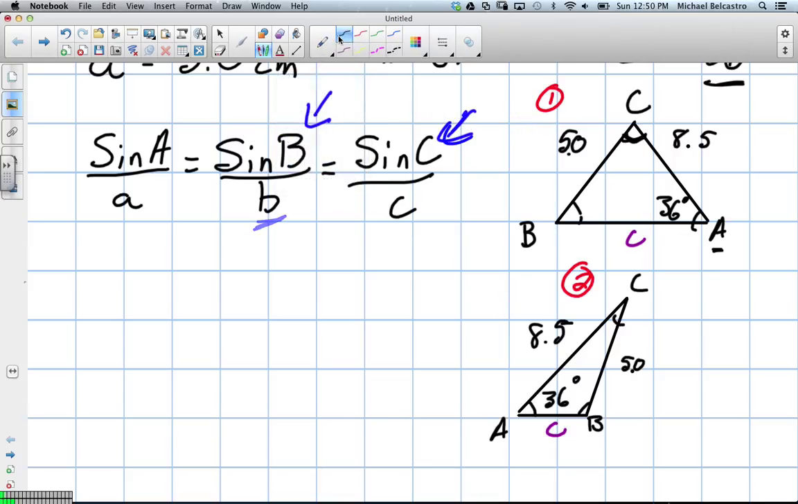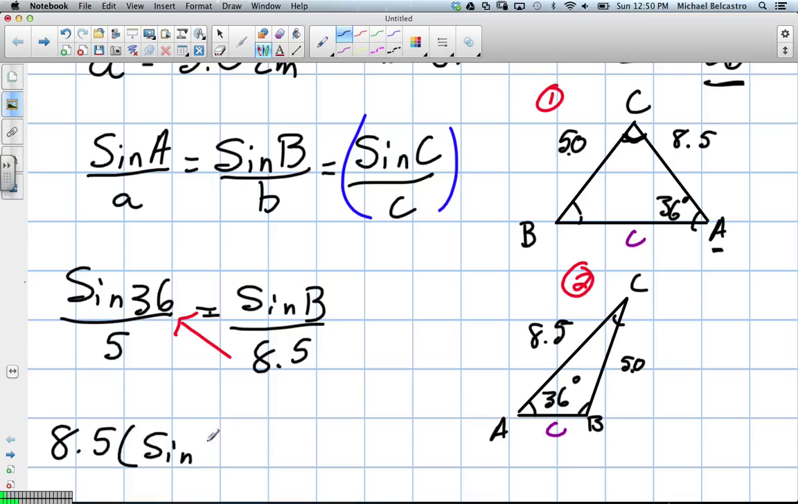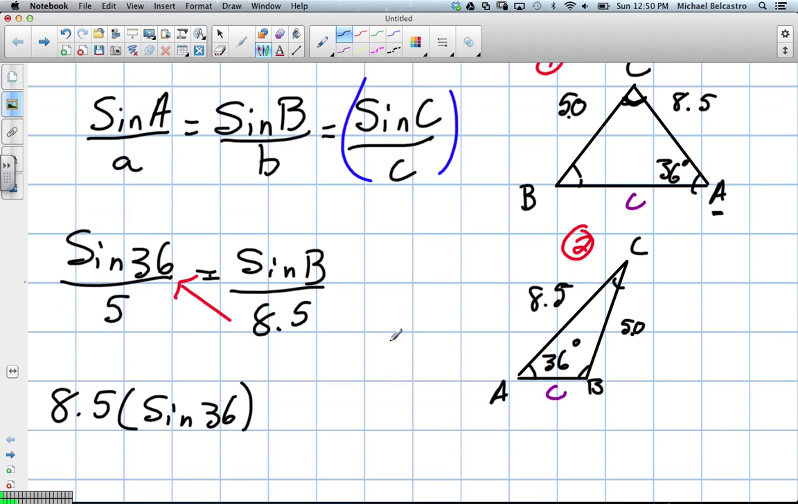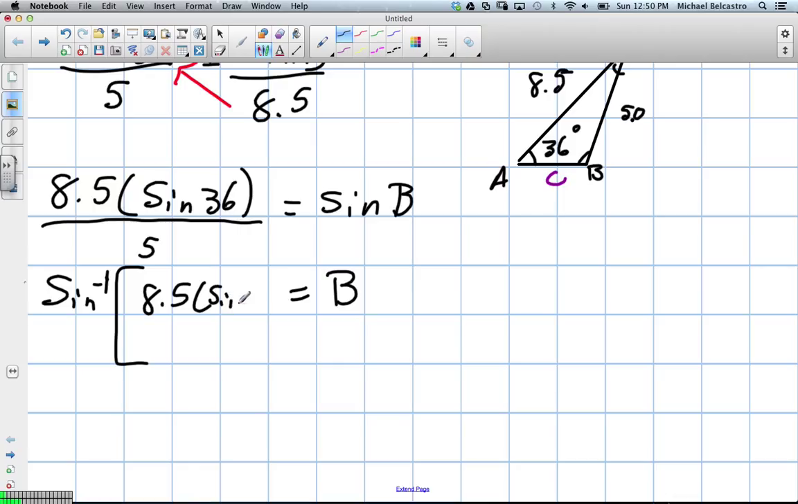So once we find a second angle, we can deduce a third one because we know triangles add up to 180. So our sine A, sine 36 divided by 5, is equal to sine B, which is our unknown, divided by 8.5. And sine C can kind of drop off. We don't need it for this case. We then cross multiply, like we've done before, 8.5 times sine 36, divided by the value of 5 is equal to sine B. And then because we're finding angle B, we actually want to find the inverse of sine with all of this in one bracket, sine 36.